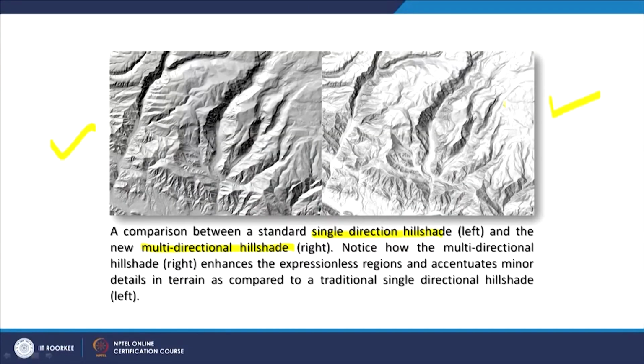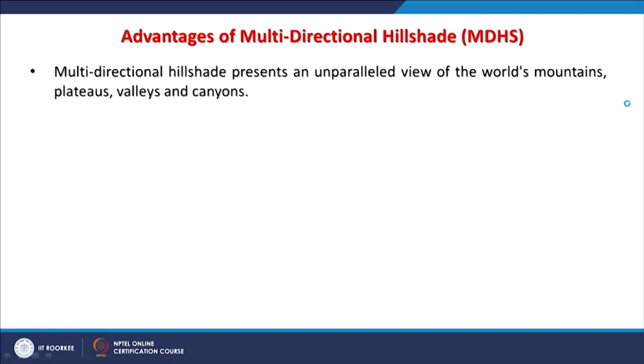Because if I have to do the simulation, that means I am putting the sun in the northwest direction, then the question will come, why only in the northwest direction, why not in other directions, why not multiple illumination sources. So, if we do that kind of work, we can produce much better hillside than a single direction one. So, this one is a completely expressionless region, whereas this one extenuates minor details in the terrain as compared to the traditional one. So, this is bringing really minute details about the terrain.